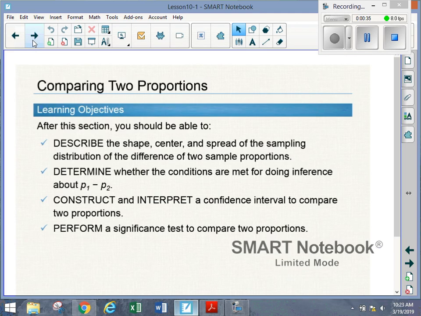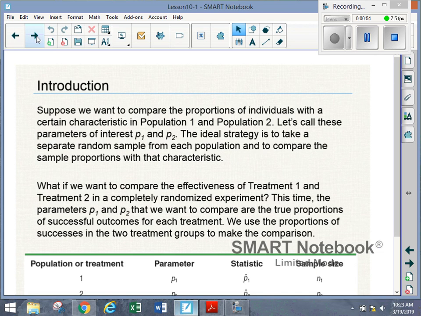This is what we're going to do today. We're going to look at the sampling distribution of sample proportions, and then check what conditions need to be met. We'll construct a confidence interval, and we'll look at how to do a hypothesis test, or do inference, or a significance test, whatever you would like to call it.